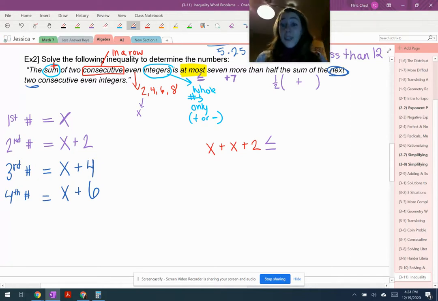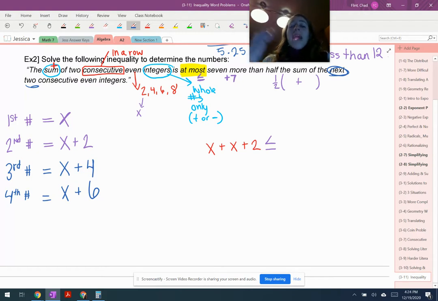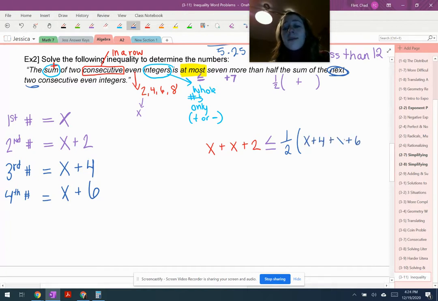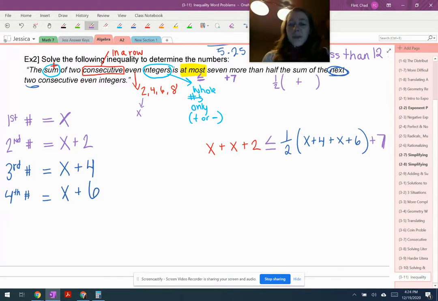So now we just have to finish translating, and I promise the solving will be a little bit easier. So 7 more than half the sum of the next two. Because it says half the sum, that definitely means that my 1/2 needs to be on the outside of parentheses. Half the sum, again addition, of the next two. The next two, well, that was my x plus 4 and my x plus 6 that we just made. So half those two added together, and then just that plus 7, that added 7. It is okay if you have the 7 plus in front because it's not subtraction, but just save yourself the trouble and start writing that piece in the back.